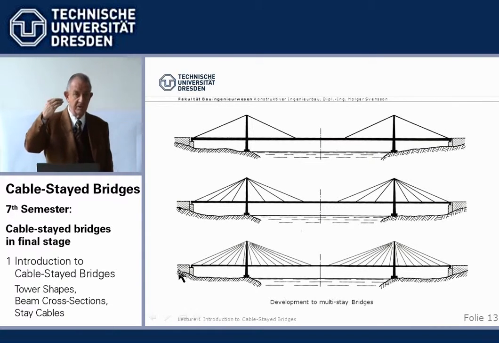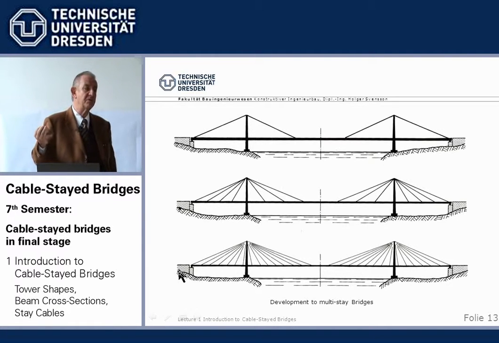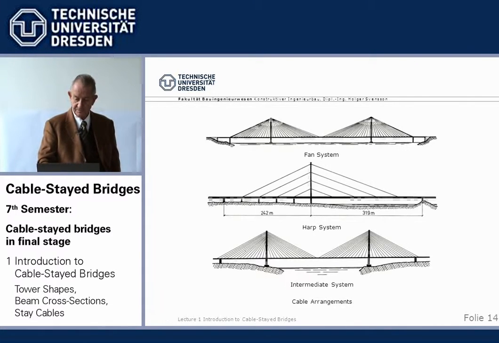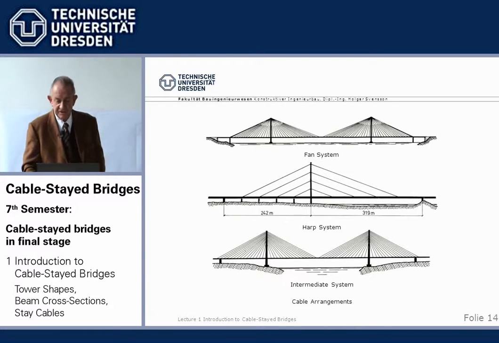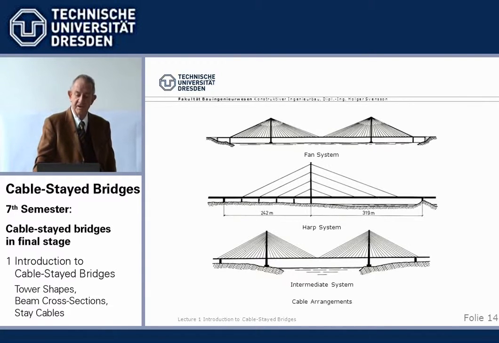So, from single individual cables, over several with distances of say 40, 50 meters at the beam, to multi-stays with distances in the range of 10 meters at the beam. We can arrange these cables in basically two shapes. The one shape is where they all meet at the tip of the tower and radiate out. So it's called a fan system.